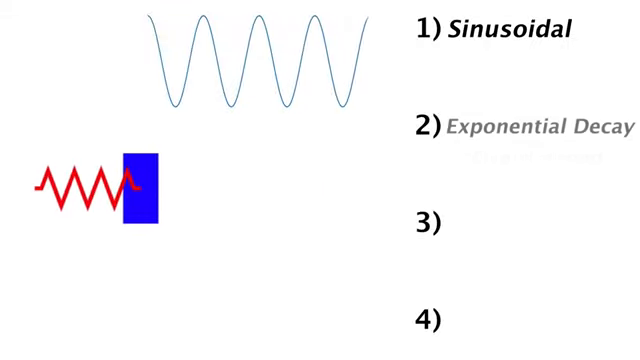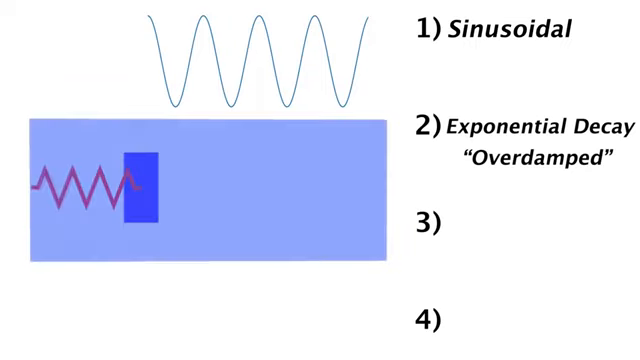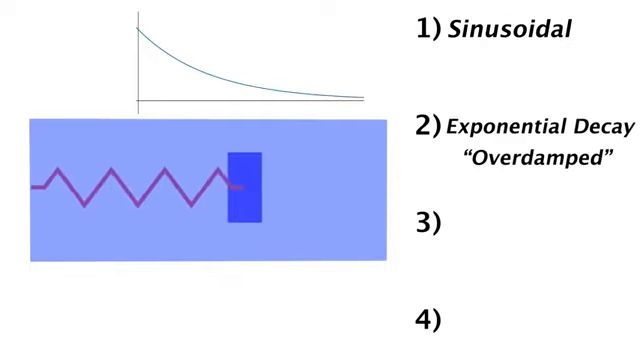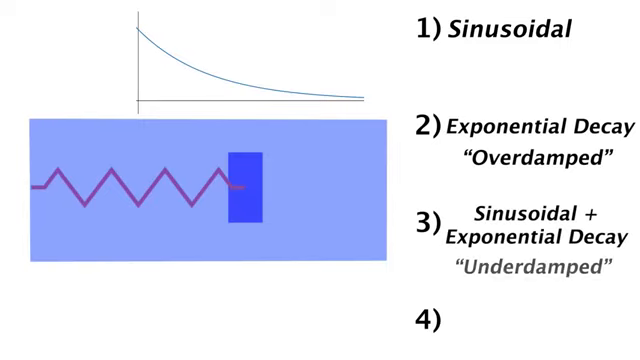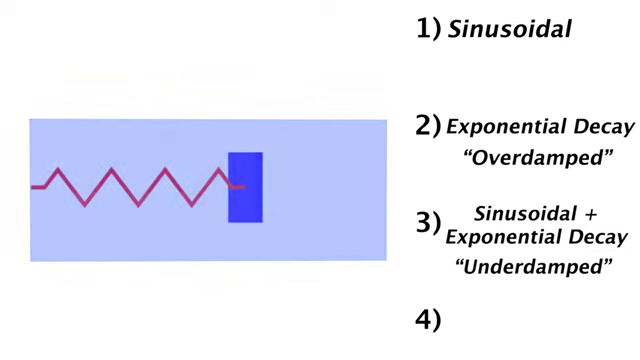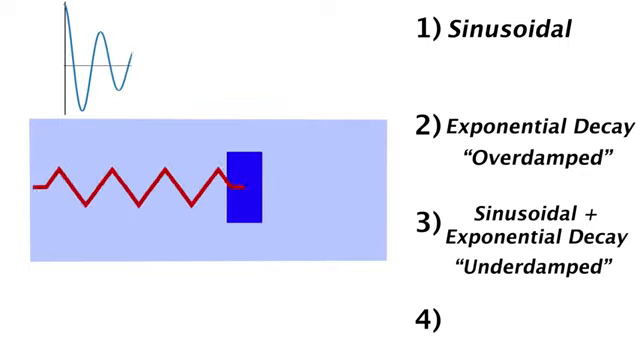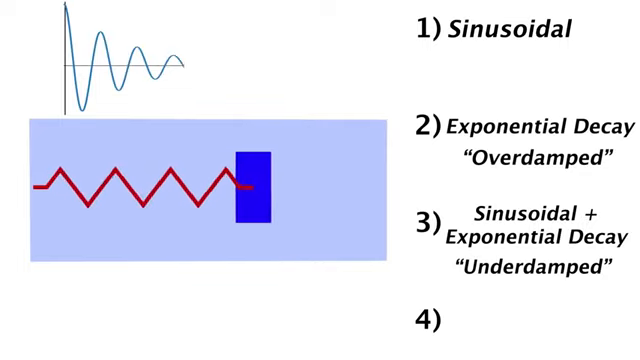Two is exponential decay. This happens if we put in some thick or viscous fluid, which will cause the mass to exponentially decay to equilibrium without overshooting. Yes, this entire video will assume damping force is a multiple of velocity. Three is a combination of the first two, which happens when the damping isn't as strong or the spring itself is stronger. In this case, the spring will oscillate but still decay in the process until it eventually settles.